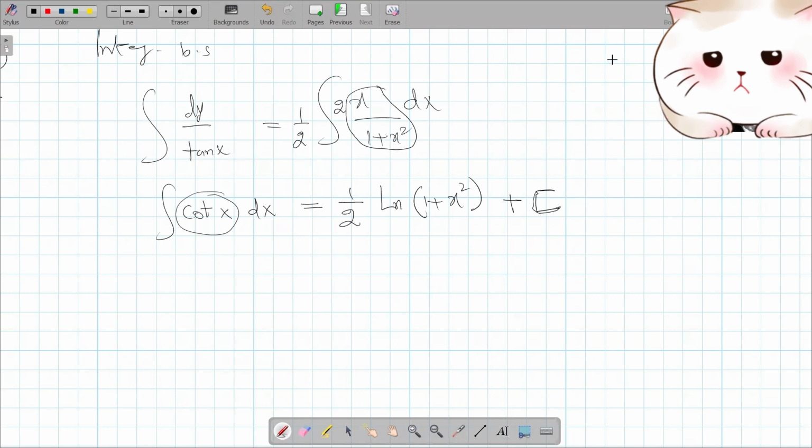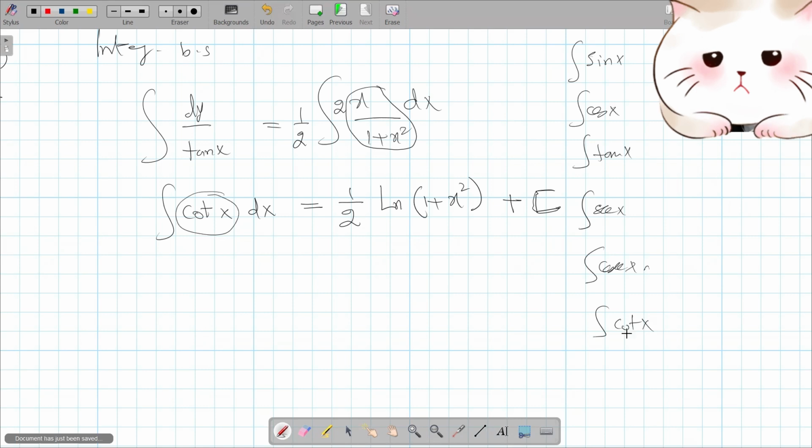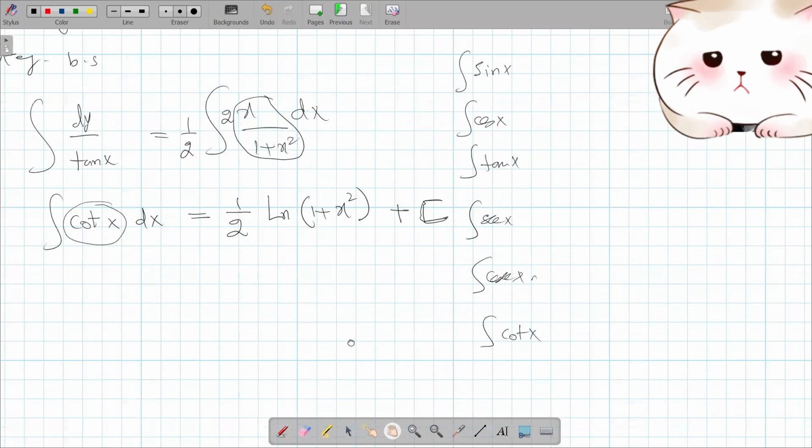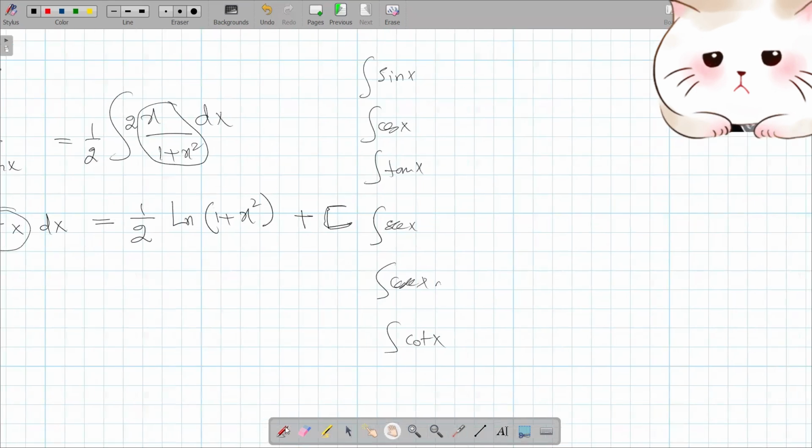When you skip things, you always get into trouble. When you were discussing the integration of trigonometric functions, you should do all these integrals in a sequence. You should know each of these integrals. You should know all of them. You should not leave any one.